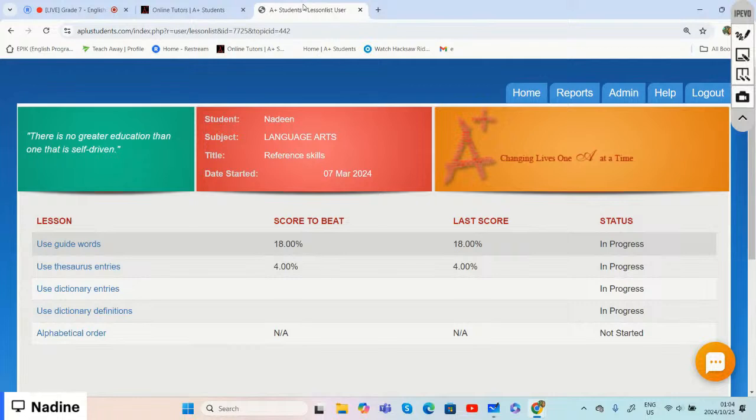So this is a continuation of our previous lesson on reference skills. In our previous lesson, we went over what guide words are and how to use them, as well as how to use thesaurus entries. So now we're going to continue on with the use of reference skills, specifically dictionary entries, its definitions, and how to look at it in alphabetical order.